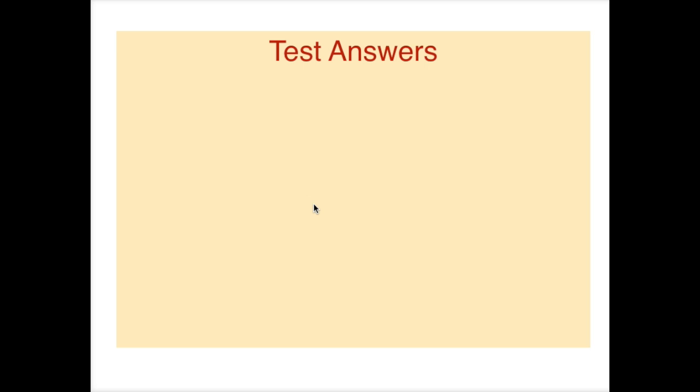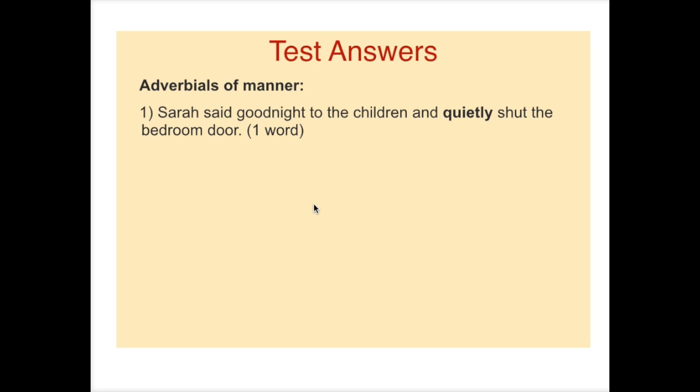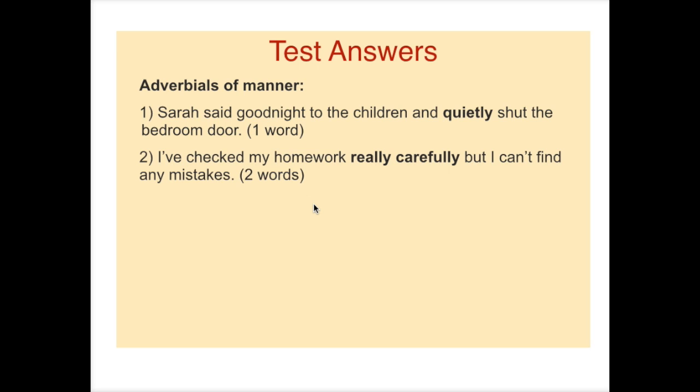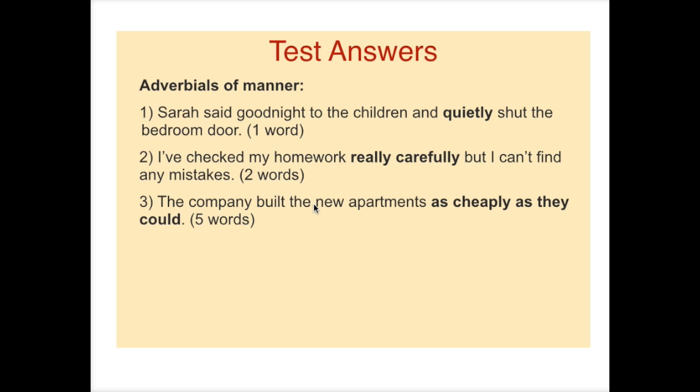Okay, the test answers. If you've answered those questions and you're ready to see the answers, we have adverbials of manner. Sarah said good night to the children and quietly shut the bedroom door. That was the 1 word. Number 2, I've checked my homework really carefully, but I can't find any mistakes. Really carefully being the adverbial of manner. The company built the new apartments as cheaply as they could. There you have your 5 words.